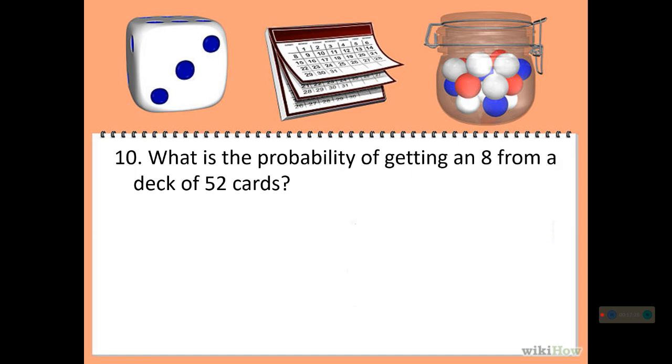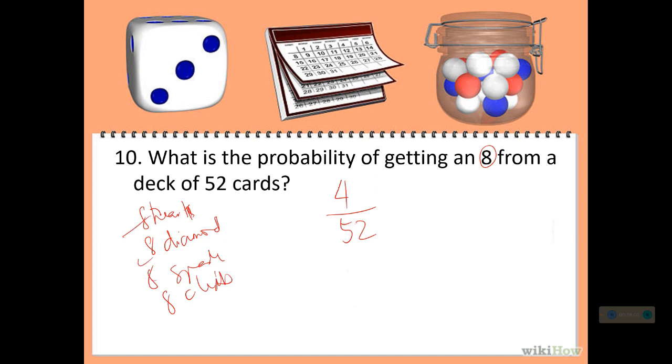And for the last question, let us have, what is the probability of getting an 8 from a deck of 52 cards? Okay, so we have here 4 out of 52. Why? Because we have the 8 of hearts, the 8 of diamonds, the 8 of spades, and the 8 of clubs. Okay? So we have 4 out of 52. And when we reduce this to lowest terms, it is 1 over 13.